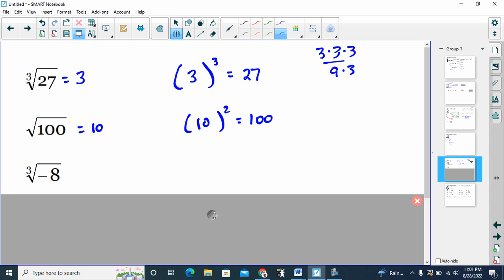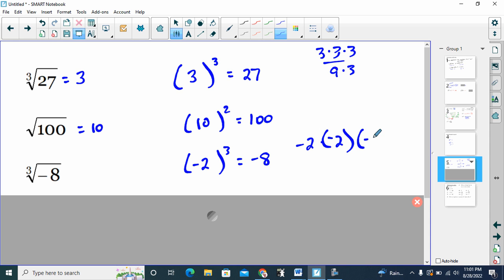The cube root of negative 8. What number cubed is negative 8? We said before 2 to the third, 2 times 2 times 2, is 8. So what about negative 2? Negative 2 times negative 2 times negative 2. Well, negative times negative is positive 4, and positive 4 times negative 2 does give me negative 8. Negative 2 is correct.